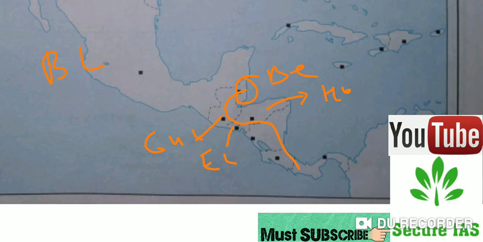So the name is Beguel Honico. So we have derived the country names from BE, and also from GU, also from EL, also from HO. Now move to the NI. This is Nicaragua, and this is Costa Rica.